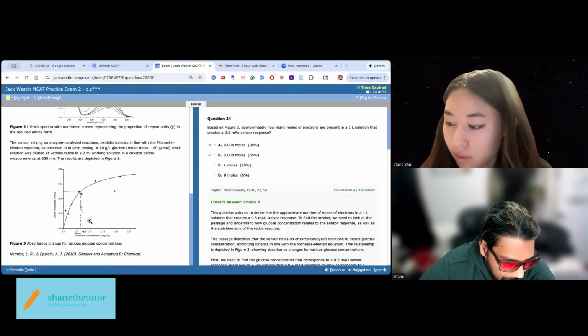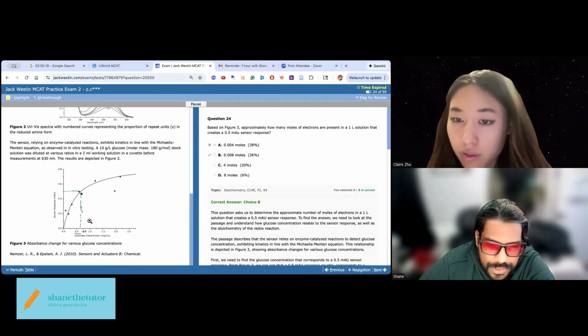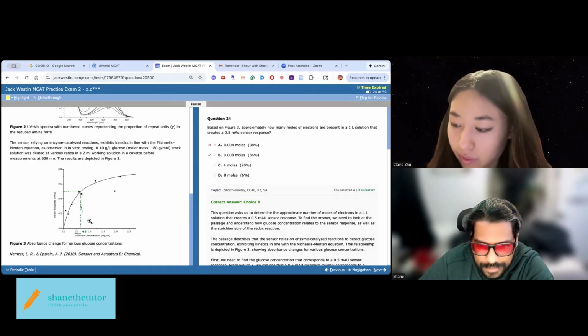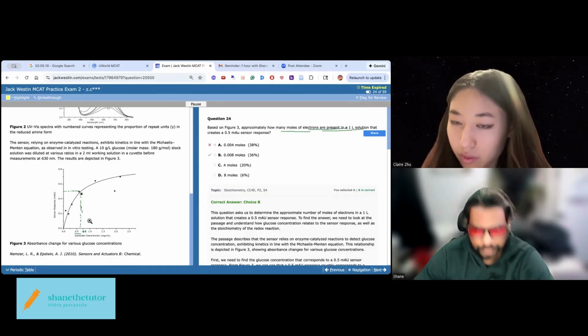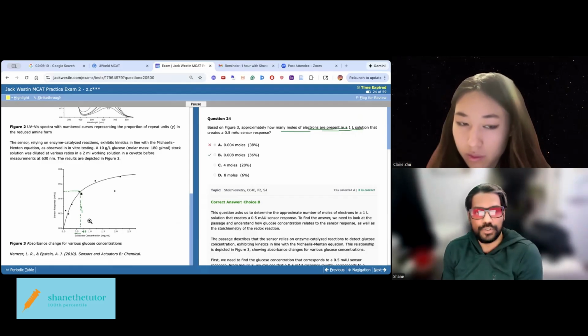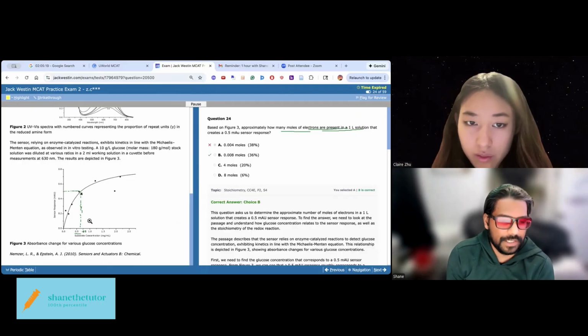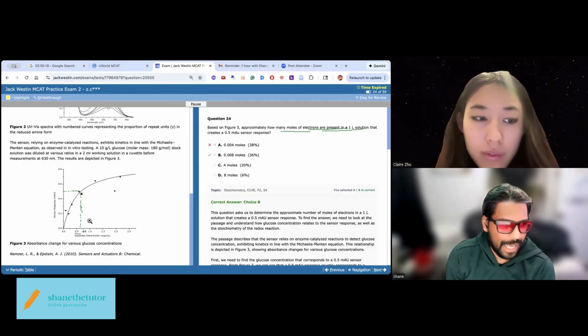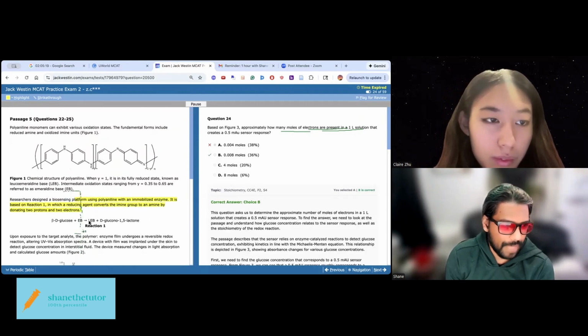So substrate concentration, 0.5, response. And then they're asking us how many electrons are present in a 1 liter solution that makes this sensor response. Okay, let me look at what's actually happening here.